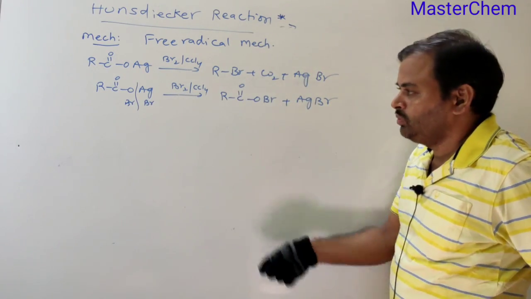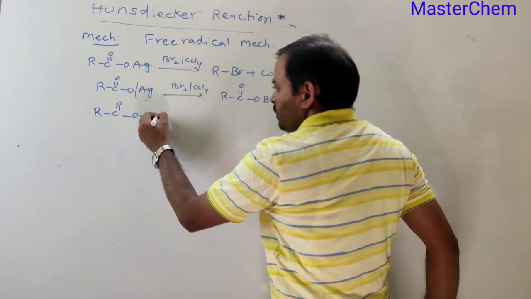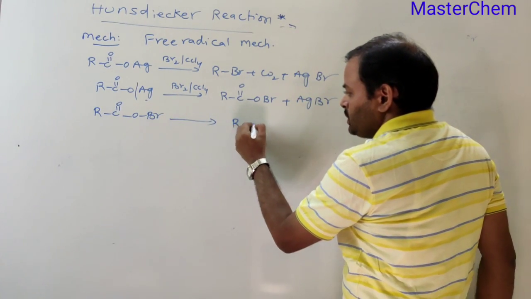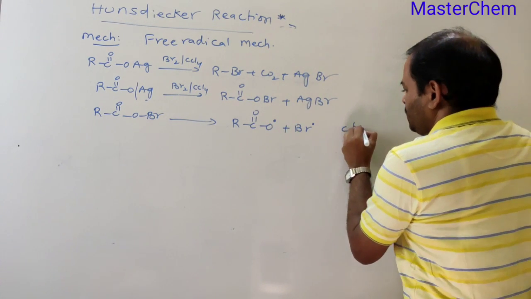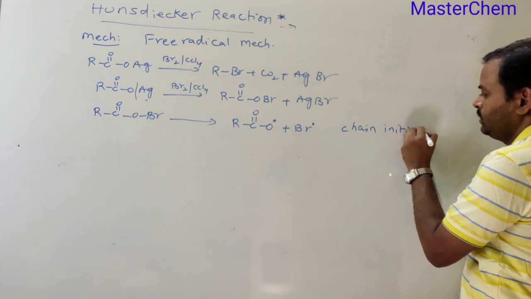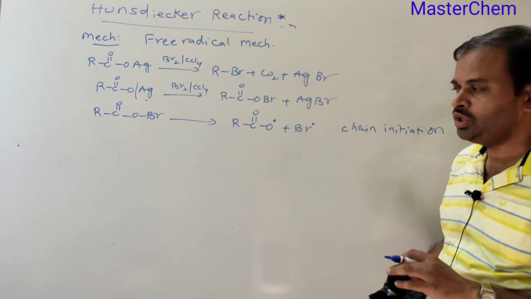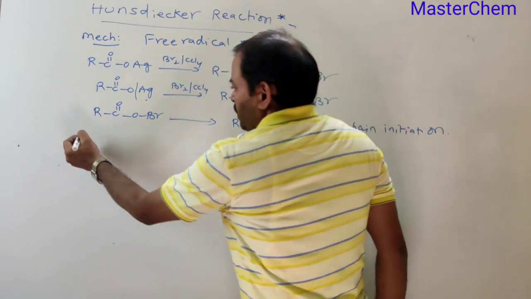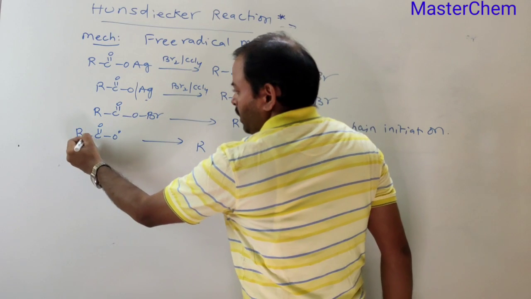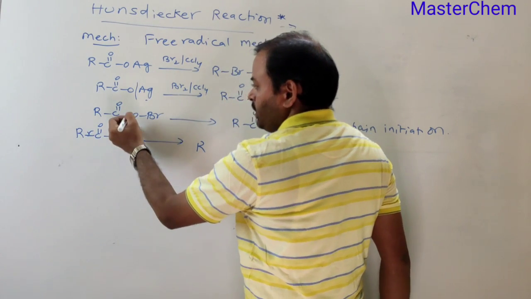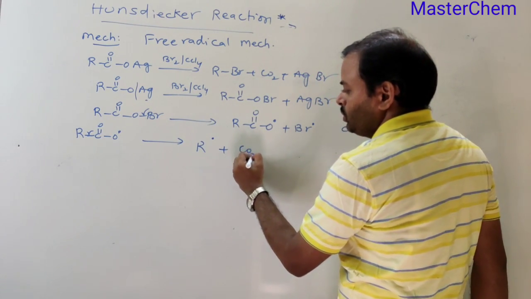So what you will get? RCOOBr. Now this RCOOBr produces RCOO radical plus Br radical. This is chain initiation. We know that in free radical reactions, three steps are there: chain initiation, chain propagation and chain termination. Now the RCOO radical, by homolytic cleavage, gives R radical plus CO2.